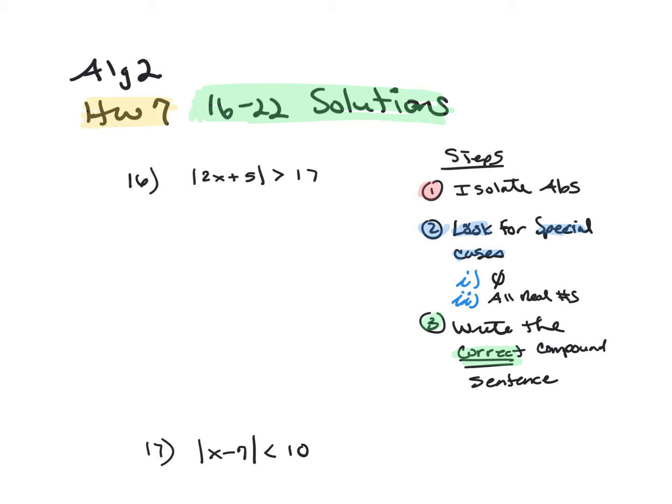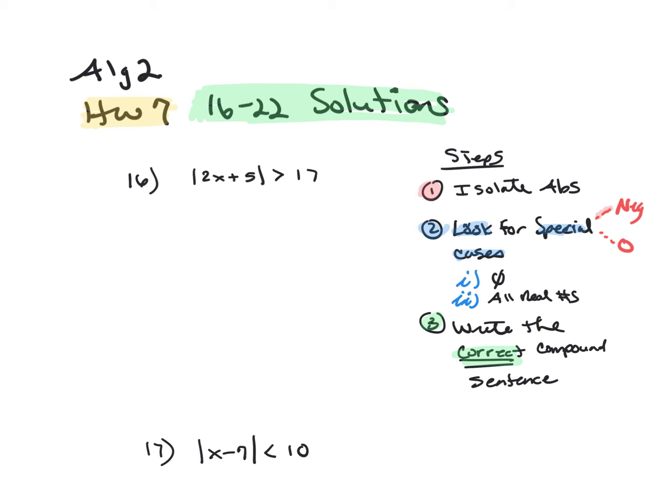So what has to happen for it to be a special case? Remember, if the distance is negative, it's going to be a special case. Or if this distance is 0, you're going to have a special case. So this particular problem is not a special case, and we can move on to step 3. Step 3 is to write the correct compound sentence.